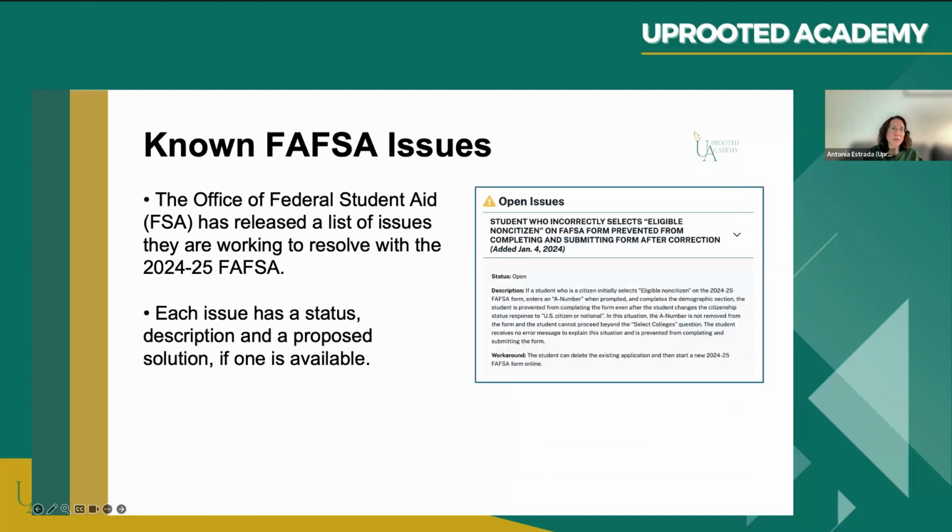So the Office of Federal Student Aid, FSA, has released a list of issues they are working to resolve with the 24-25 FAFSA. Each issue has a status. As you can see here, this is a screenshot of one issue, has a status, a description, and a proposed solution if one is available. So this is from the FAFSA issue alerts page. I'm going to be sending you a link in a follow-up email to this page so that you have that.